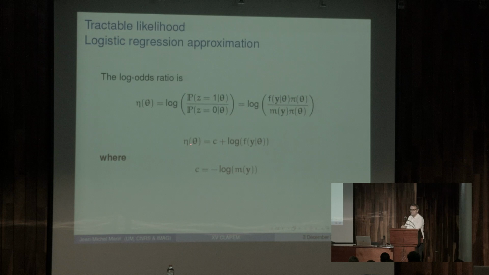This looks like a logistic regression, where the covariate is the log of the likelihood and the parameter associated to this covariate is equal to 1, and where the intercept of the logistic regression is to be estimated and is equal to minus the log of the evidence, okay? So if you are able to estimate this constant C, based on the two samples you created, a sample from the posterior and a sample from the prior, you can estimate the evidence. So you totally replace the calculation of the integral by the estimation of the intercept of a logistic regression model. You construct the model like this. This is not a choice to design a logistic regression, okay?